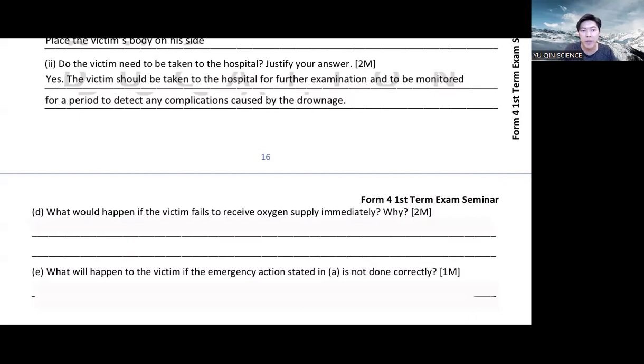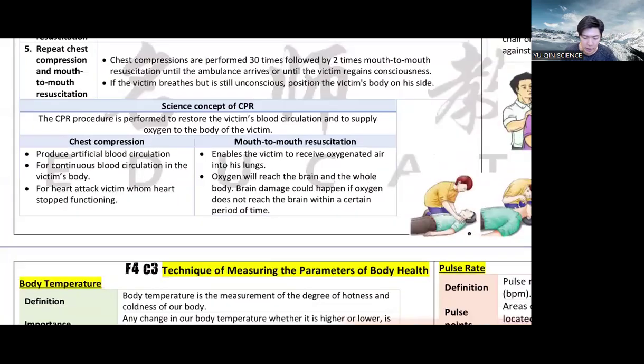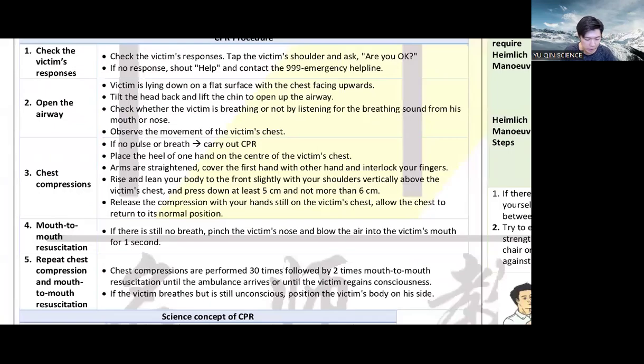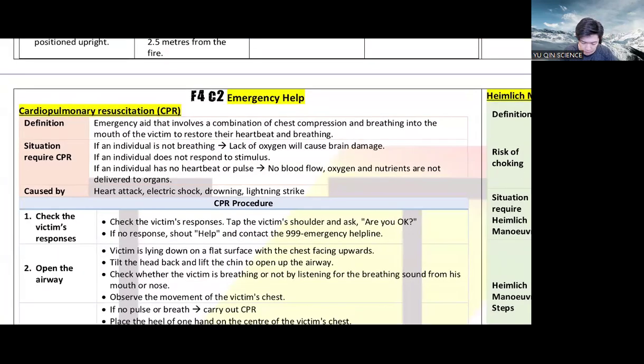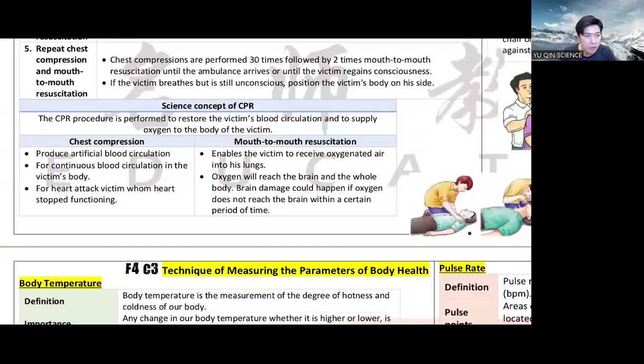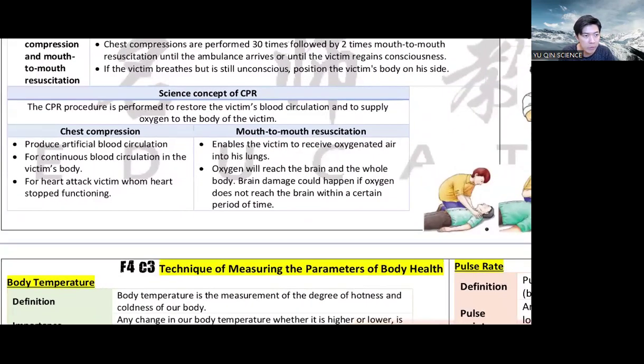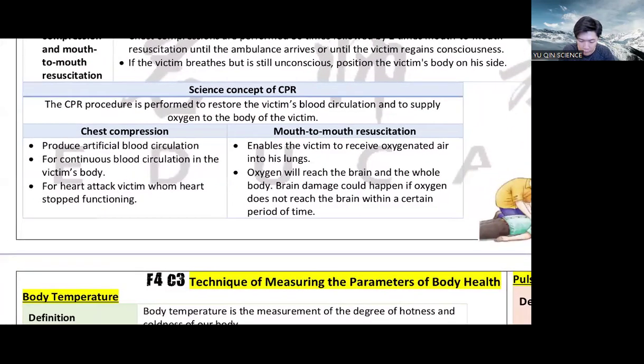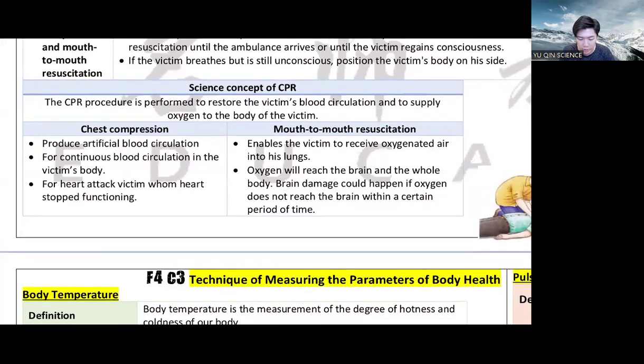Okay, so what will happen if the victim fails to receive oxygen supply immediately? If you don't get enough oxygen on time, you will... So probably the more straightforward answer is you're thinking, oh, the person will die, right? But be more scientific, or write what we have in our syllabus. If oxygen is not received on time, brain damage could happen. That's the most important thing.